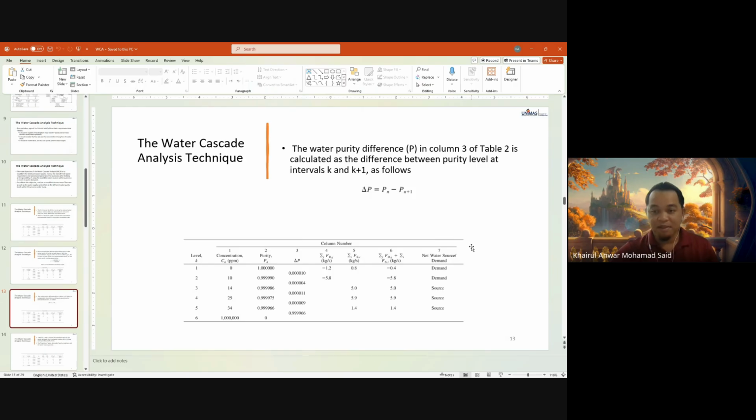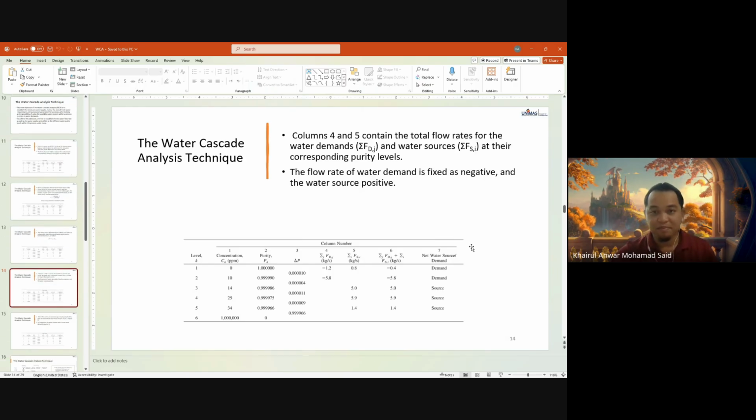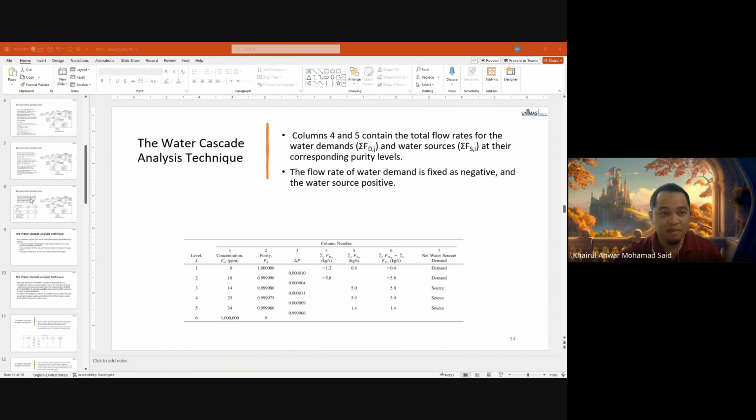Column 4 and 5 contain the total flow rate for the water demand and water sources at their corresponding purity level. So these two, sigma FD and sigma FS, refer to demand and source, referring back to this table.